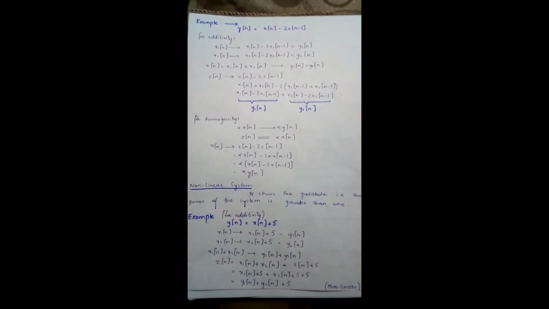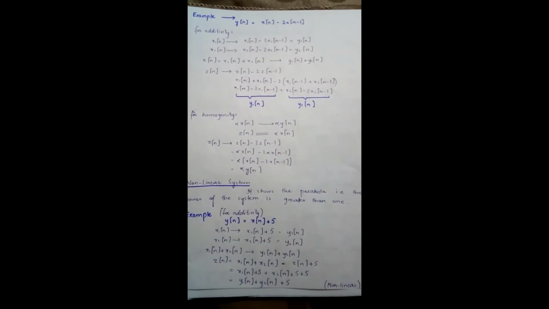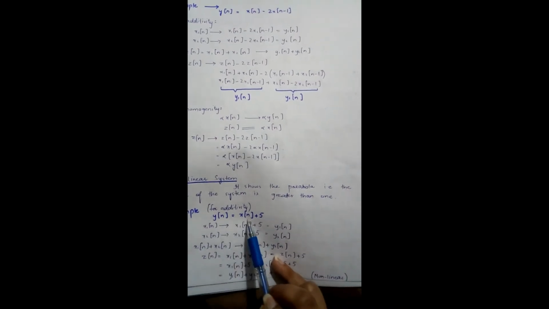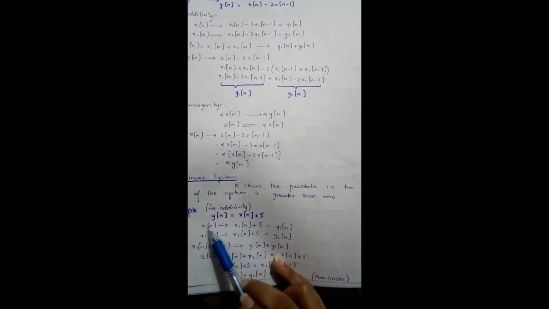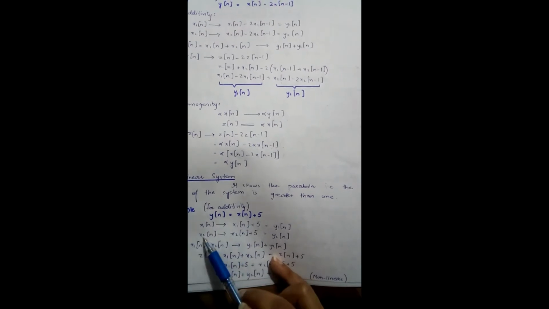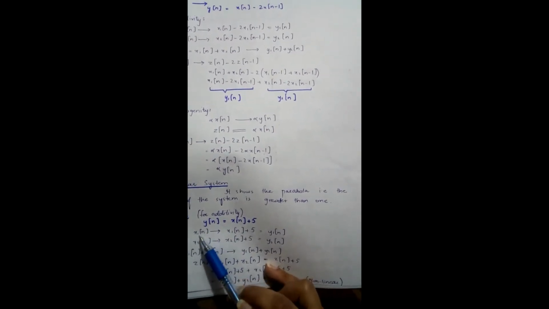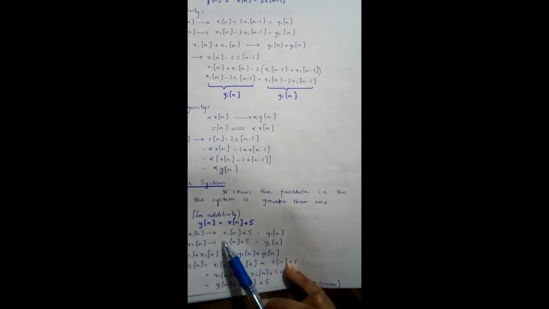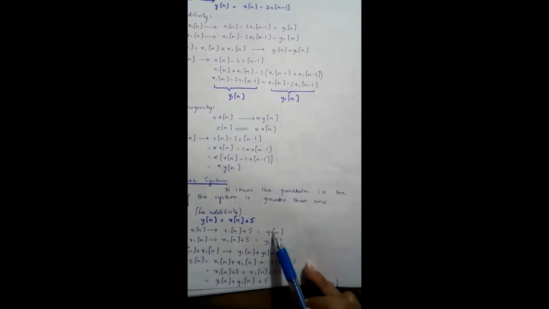Now the non-linear system contains the parabola, meaning the power of the system is greater than 1. So again check for additivity and homogeneity. Now the function is y of n is equal to x of n plus 5. So first consider x1 of n, then consider x2 of n. First put x1 of n in this equation, then it will change to x1 of n plus 5, that is equal to y1 of n.